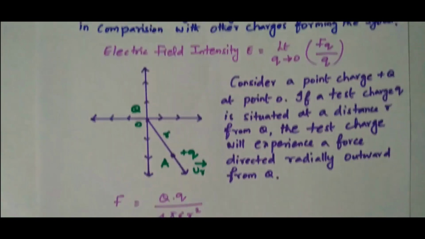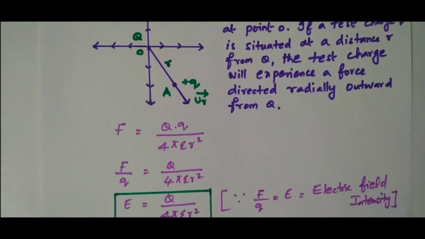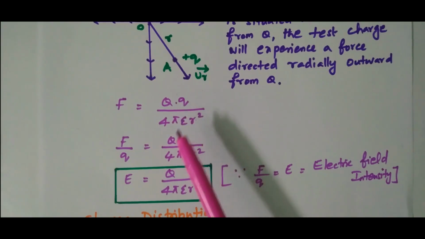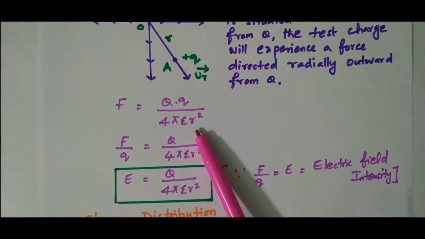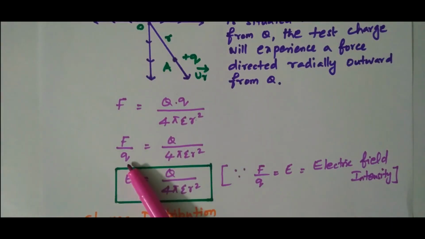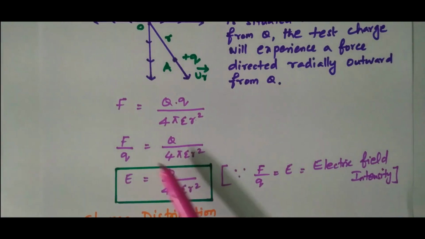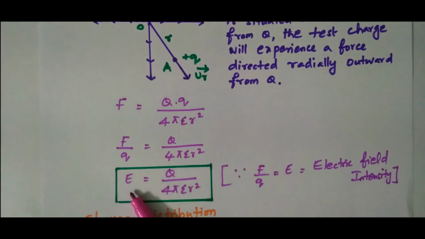That force is given by, based on Coulomb's law, F equal to capital Q into small q divided by 4 pi epsilon r square. That r is nothing but the distance between the charges. So bring this q to the denominator, so that we get Q divided by 4 pi epsilon r square. This F by q is nothing but the electric field intensity. So E equal to Q divided by 4 pi epsilon r square. This is the general formula for electric field intensity, right?